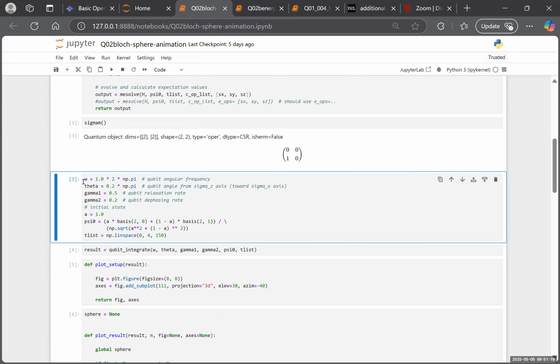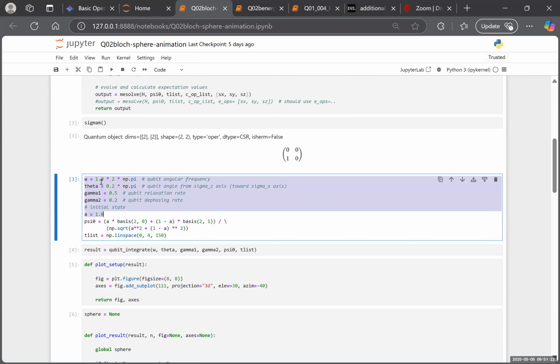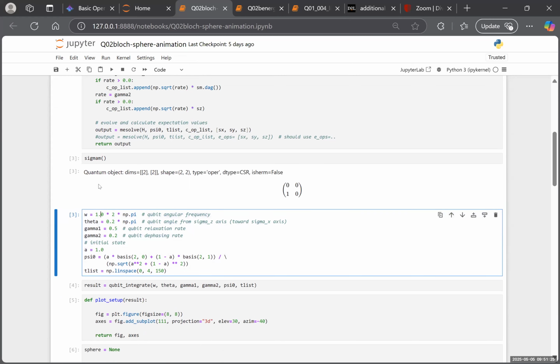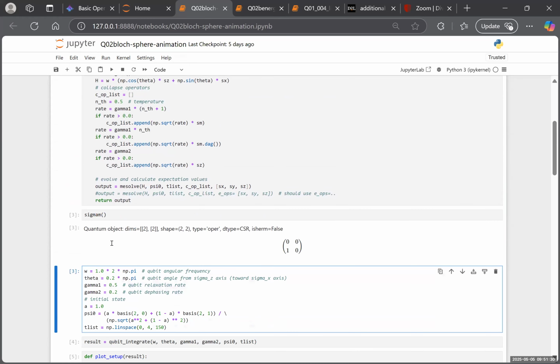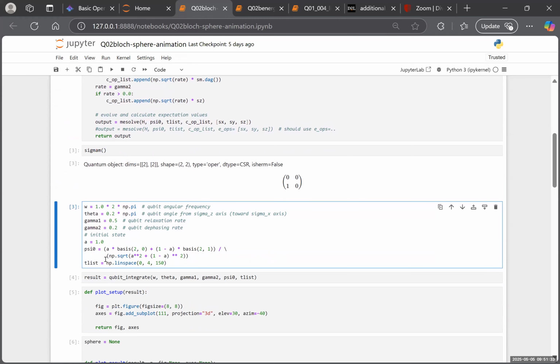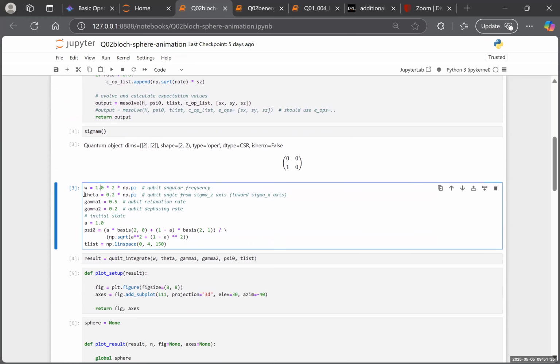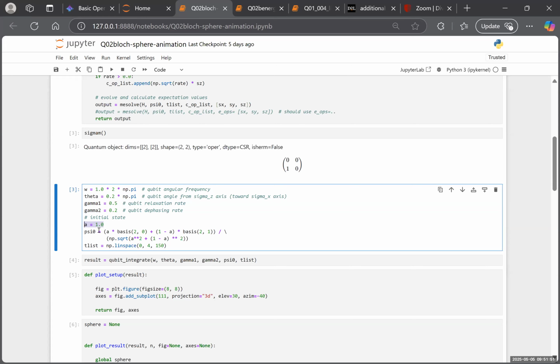Okay, and this is setting up W. This is the qubit frequency. That's an input parameter. This W, that's the overall strength in the qubit. Theta is the angle. This gamma 1, gamma 2 are the two rates, right? It says qubit relaxation rate, qubit dephasing rate, and A equal to 1.0 is used to initialize the wave function.